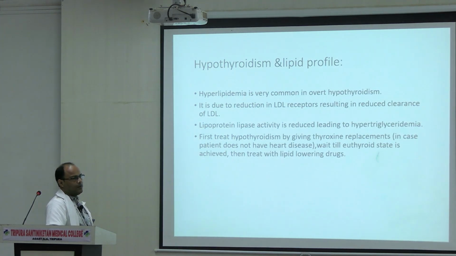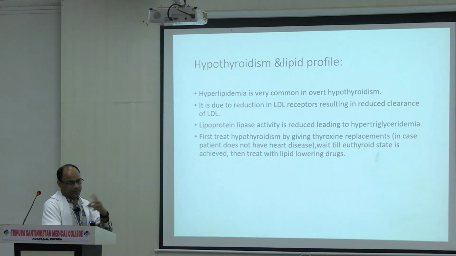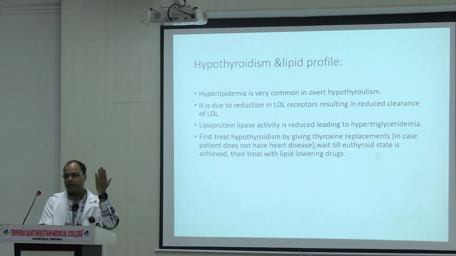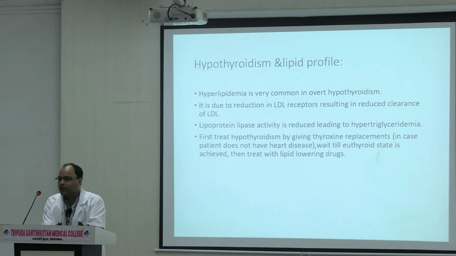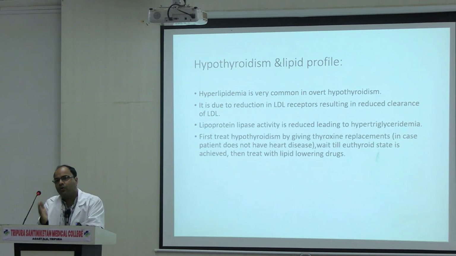Next, hypothyroidism and lipid profile. LDL has a receptor, and T3 causes an increase in LDL receptors. So in a patient suffering from hypercholesterolemia, we may find a low level of T3 in the blood. So hypothyroid patients often suffer from hypercholesterolemia.